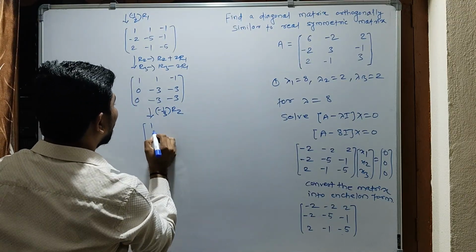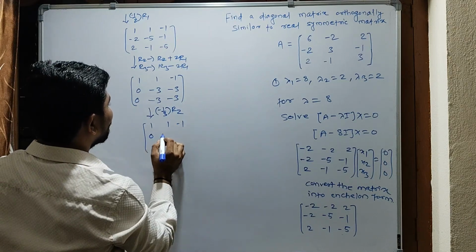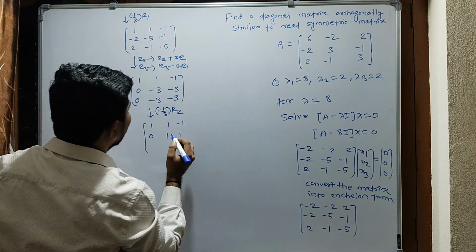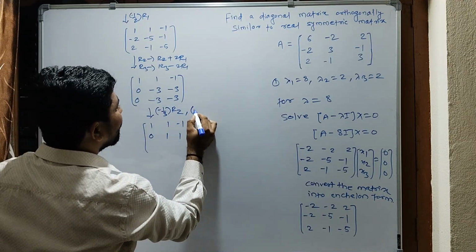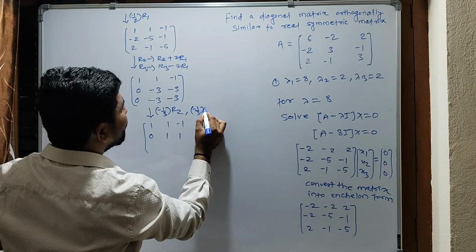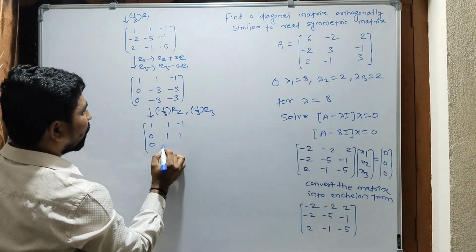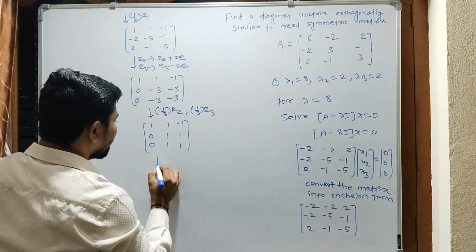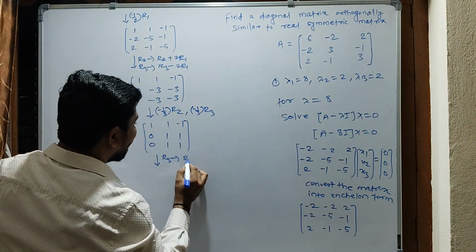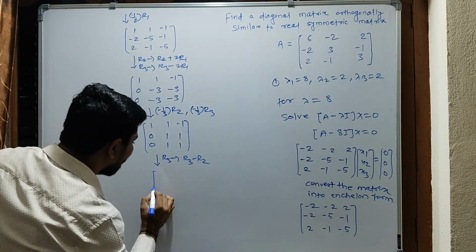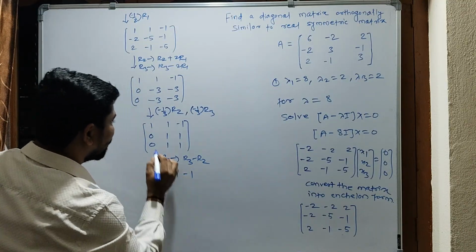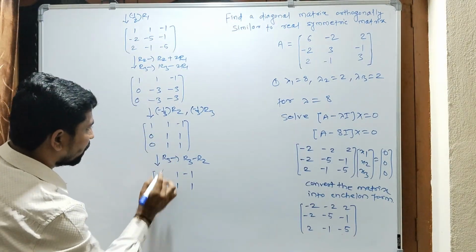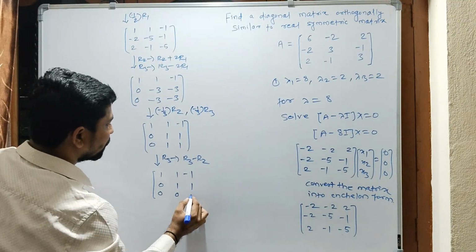Here I got the matrix as 1, 1, minus 1. This is 0, 1, 1, and you can divide minus 1 by 3 to the entire row R3 also. So here 0, 1, 1. I want to convert this one element into 0. Here I am applying the elementary operation R3 changes to R3 minus R2. So I got the matrix as 1, 1, minus 1, 0, 1, 1, and 0, 0, 0.